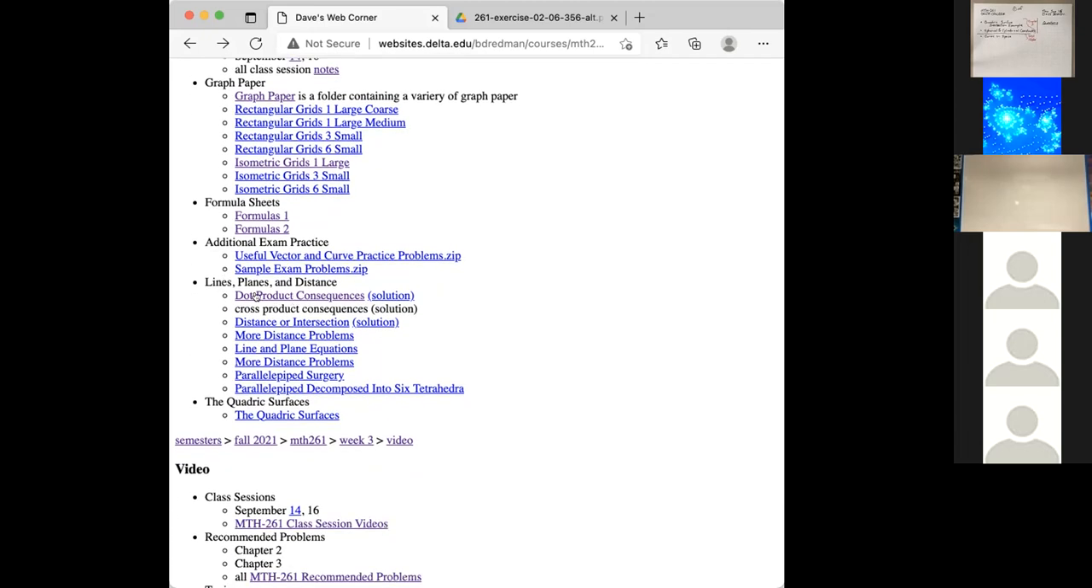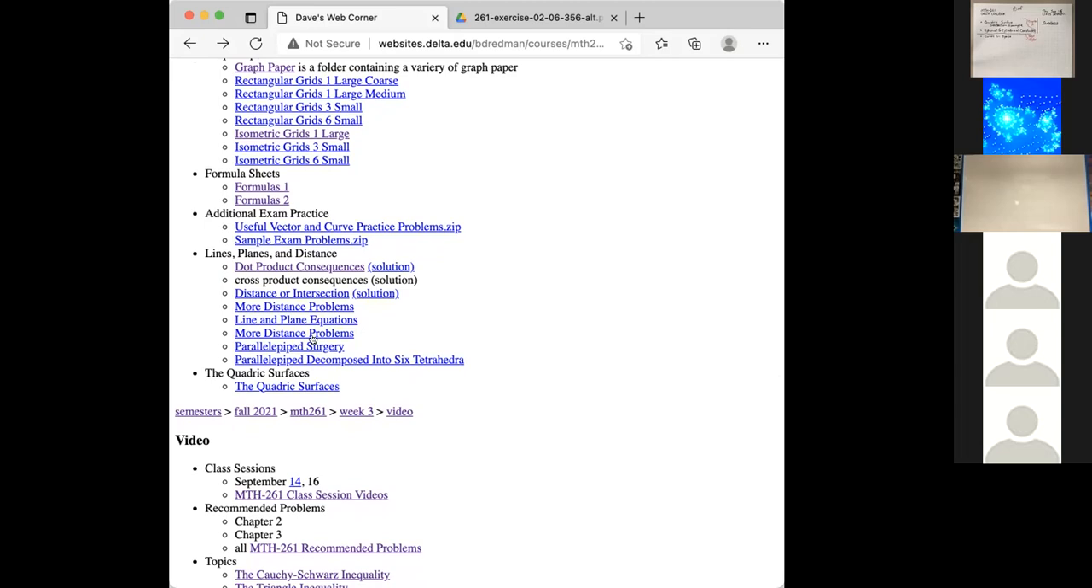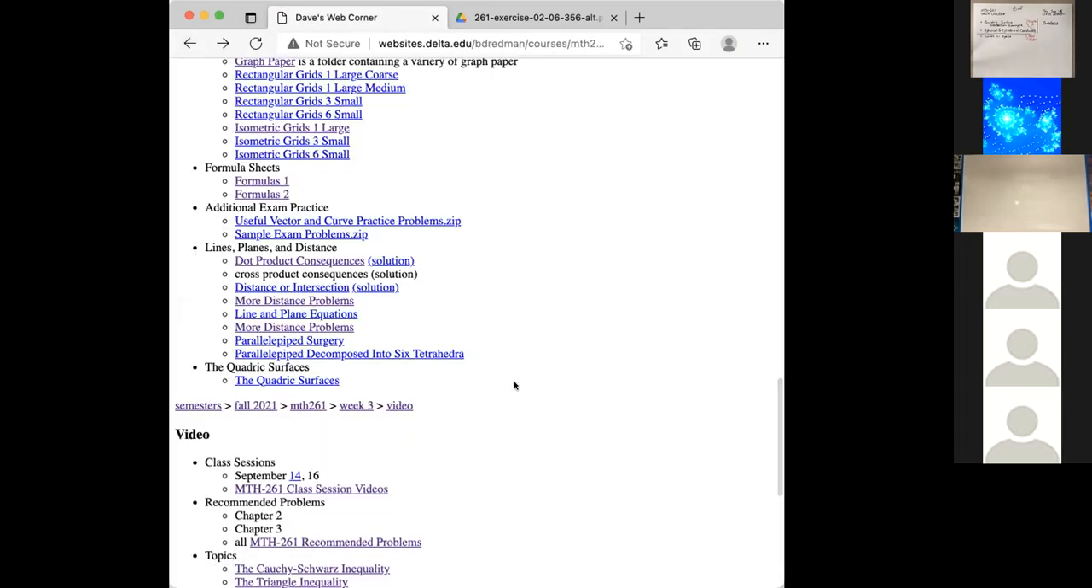Finishing up lines, planes, and distance. You want to practice some distance problems. Here's some dot product consequences. These are actual problems with the solution attached to them afterwards, so you can look at them. I have some cross product ideas I'm trying to develop, but I haven't really finished developing that. So that's kind of a placeholder I'm working on. More distance and intersection problems presented with a solution so that you can practice that and then look at the solution. Some more distance problems, line and plane equation problems. More distance problems. Somehow I think that's a copy, but I'm not going to look at that right now, excuse me.